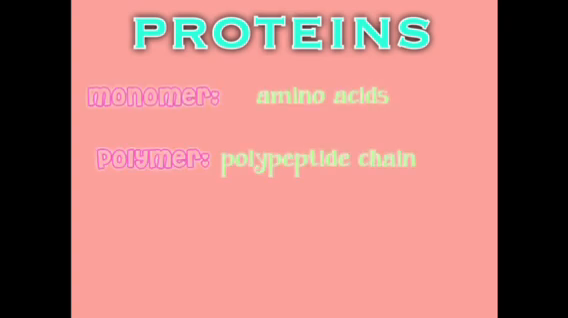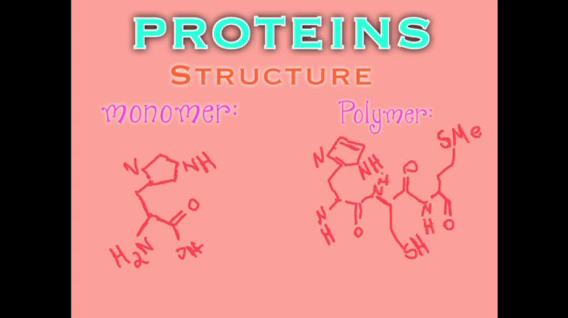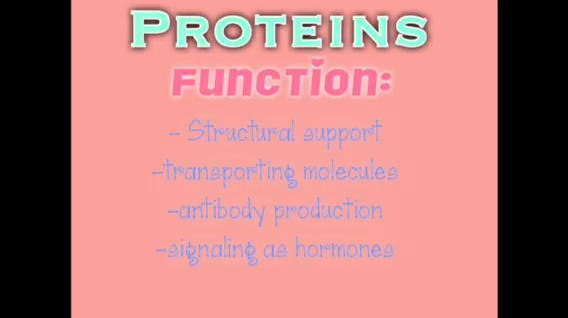Proteins. Their monomer is amino acids and their polymer is a polypeptide chain. Here's the structure of a monomer and polymer. Their function consists of structural support, transporting molecules, and antibody production.